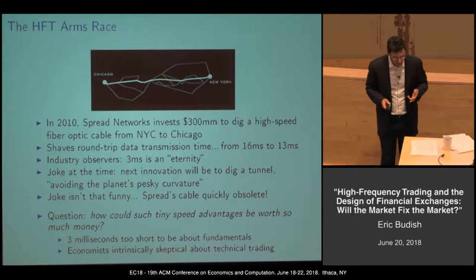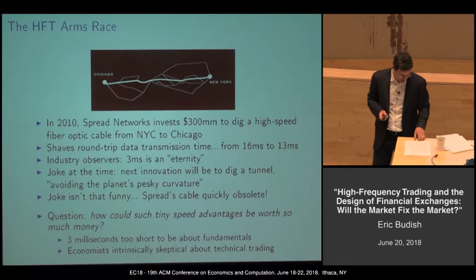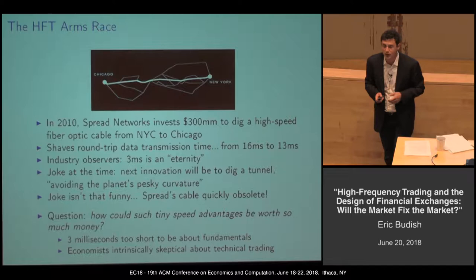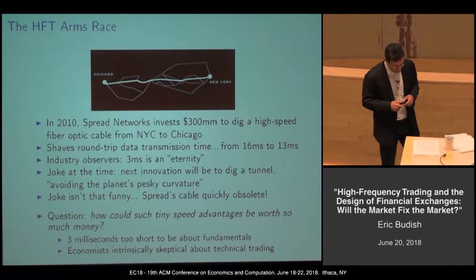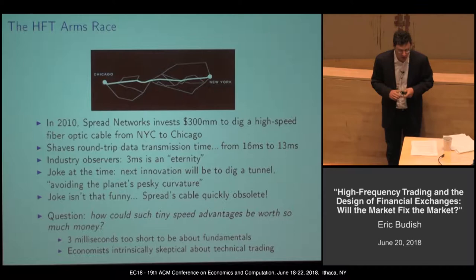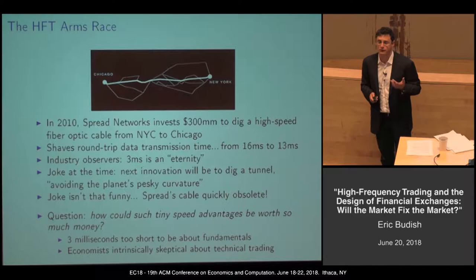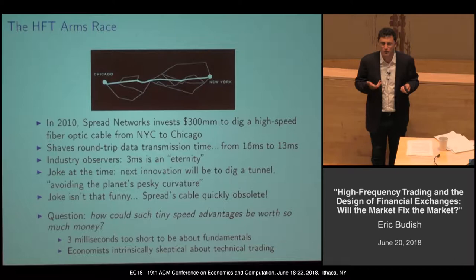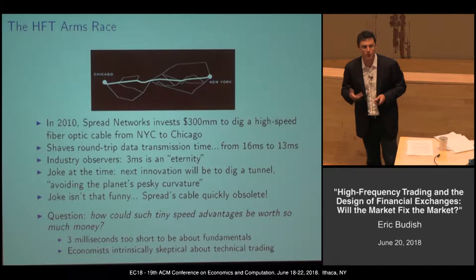So when I first read about this cable, and I still remember it quite viscerally, I really didn't understand it. It was pretty obvious that there was an arms race for speed, but what wasn't obvious to me at the time, and forgive me if this makes me ignorant, was what the speed was for. And the reason it was confusing to me was that 3 milliseconds is too short to be about fundamentals when companies release earnings once a quarter. And economists are dismissive of technical trading strategies. So my efficient markets hat said that purely technical trading strategies couldn't be profitable.